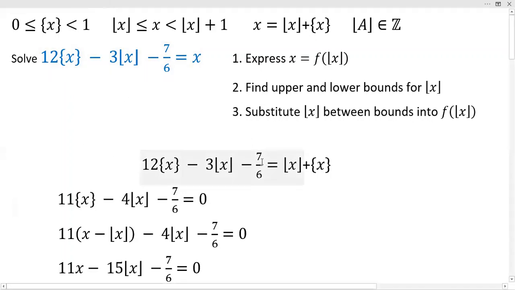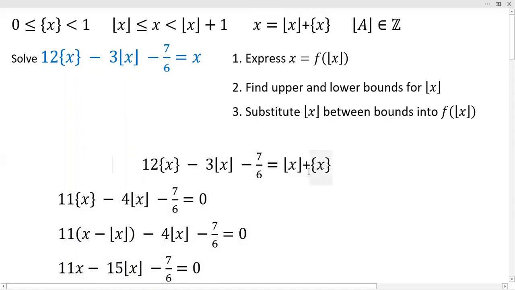Now, what I did first here, notice that this says this is x. The original equation has x at the end, but we want to get this as a function of the floor. So it makes sense to replace x with this expression right here. If you replace x with this expression, at least you'll get the floor.